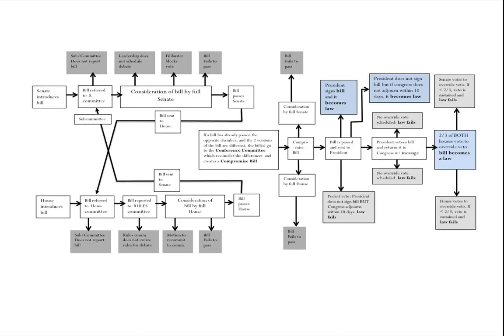So I made this diagram that may or may not be useful in explaining how a bill becomes a law. If you're in one of my classes, you have one of these. If not, I can get one to you if you really want.